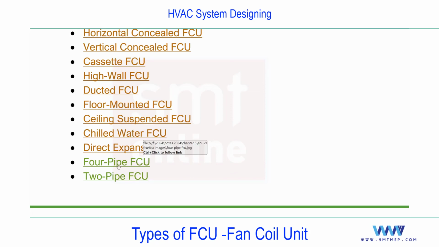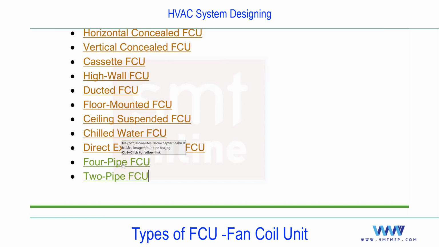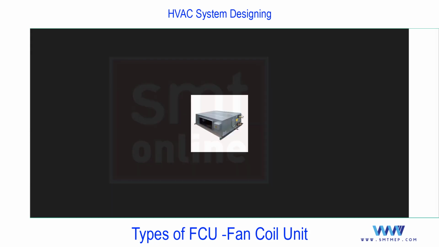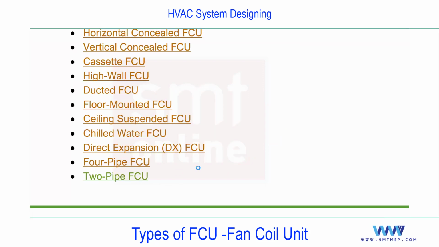Next, we have two more: 4 pipe and 2 pipe. 2 pipe is what I explained at the beginning. But in the 4 pipe, you will find a separate coil for heating and a separate one for cooling. So the cooling coil can be connected with the chillers, and the heating coil we can connect with the boilers to supply the hot water. So as per the requirement, one can use it. We can call this a 4 pipe system, meaning 2 pipes for chill water supply and the other 2 for hot water. Again, the model is going to be different. And the 2 pipe is what we discussed at the beginning, the same. So these are the different types of FCU.